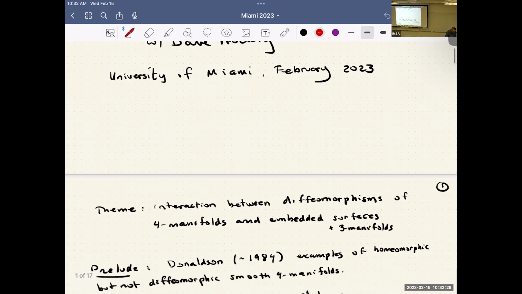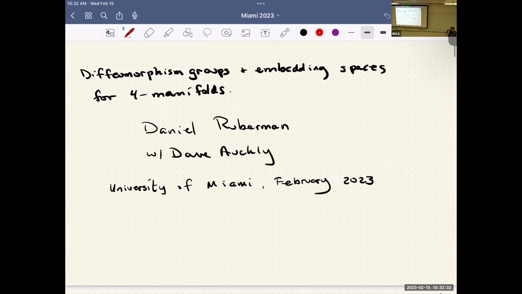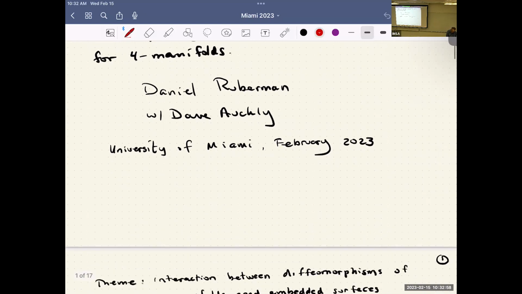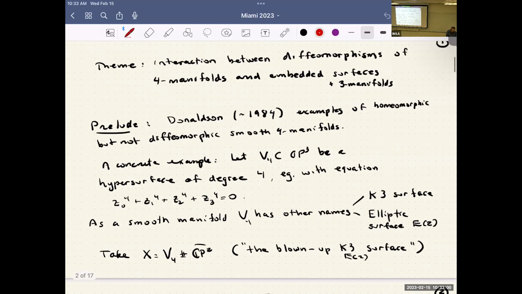Anyway, as the title says, I'm going to talk about diffeomorphism groups of four manifolds and some things about embedding submanifolds in four manifolds. This is all joint work with Dave Auckly. It's kind of a long-term project. I don't remember the conversation, but Dave says we discussed this in 1998. I recognize that we might have, but we certainly had talked about it all over the years.